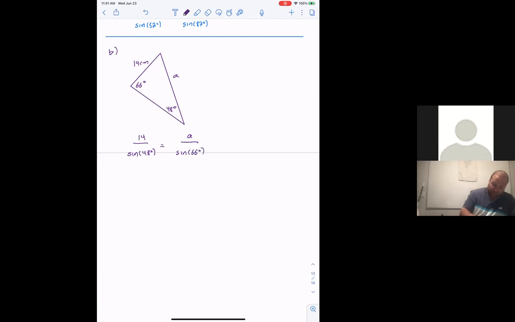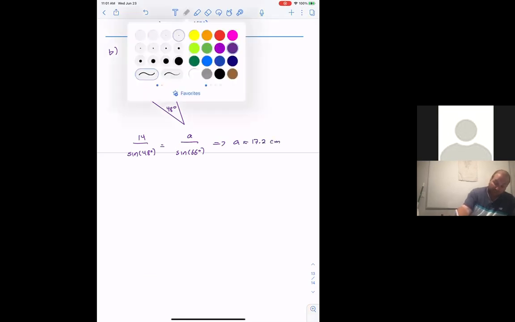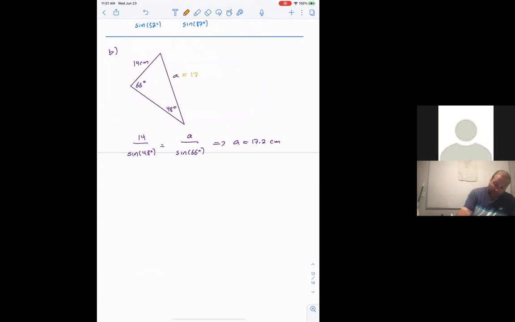14 divided by sine 48 times sine 66 tells me that A is approximately 17.2, what are my units? Centimeters. Does that seem reasonable? Well, it's a bigger angle than 48, so it should be a bigger side, and it is. So that does seem reasonable. So now we have two sides. Of course, I should have done this right off the bat. You have two angles, get the third. So 66 plus 48 is 114, and if I do 180 minus 114, that gives me another 66-degree angle.